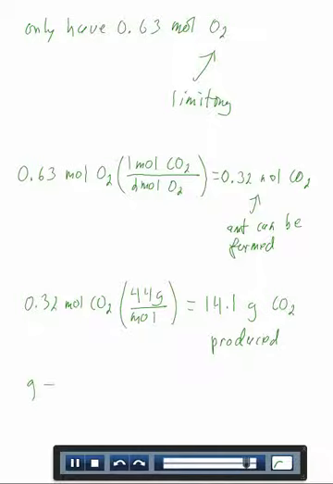We have to go from grams to moles because this is what the stoichiometric coefficients in the balanced equation represent, and then we can convert back to grams once we have the total number of moles of product produced.